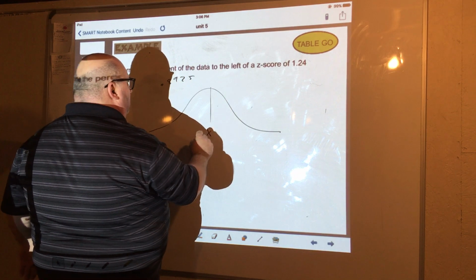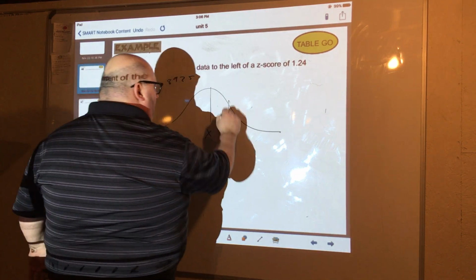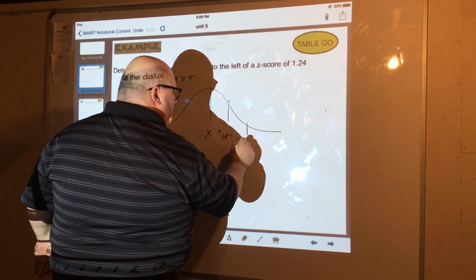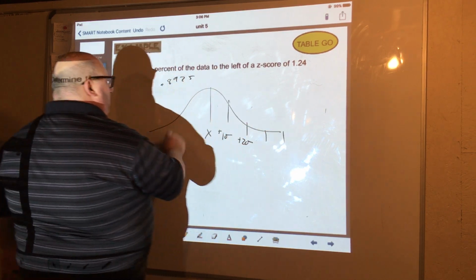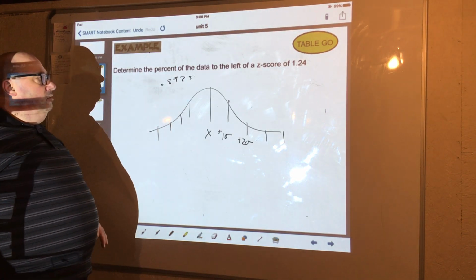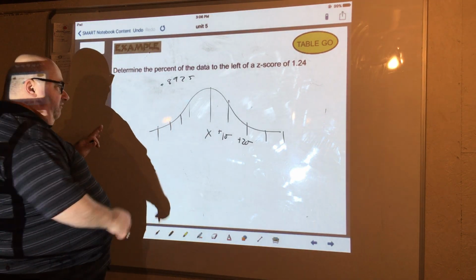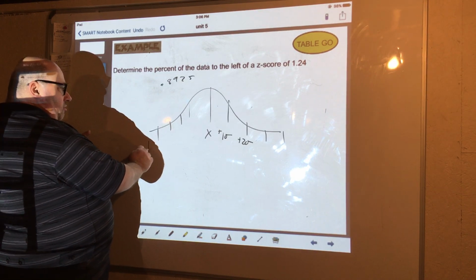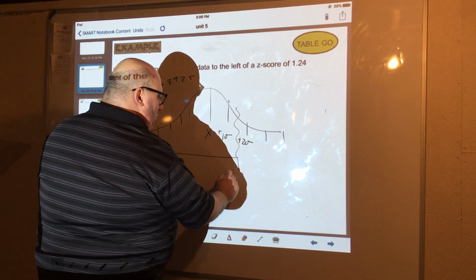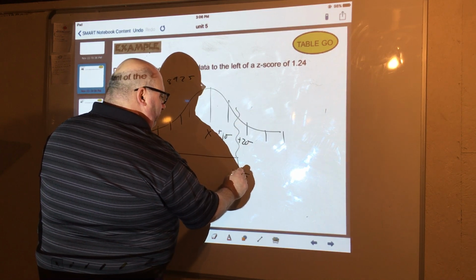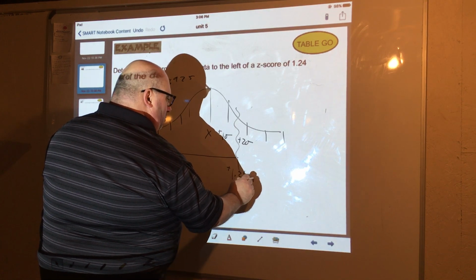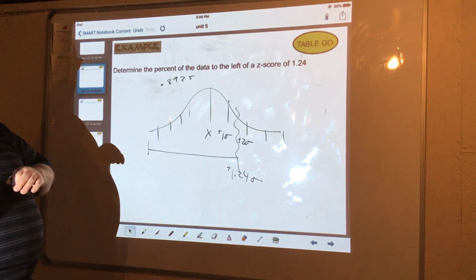So here's our mean, right? Here's 1 deviation above. Here's 2 deviations above, 3, 4, right? 1, 2, 3, 4 below, right? So, remember our Z table measures from here up to 1.24. That's our Z score.